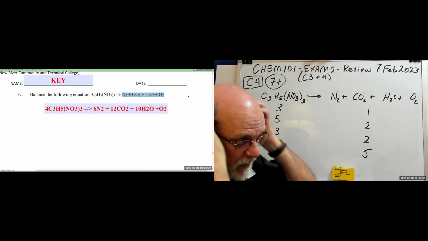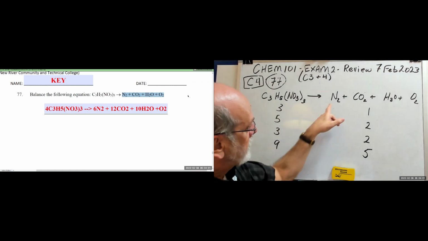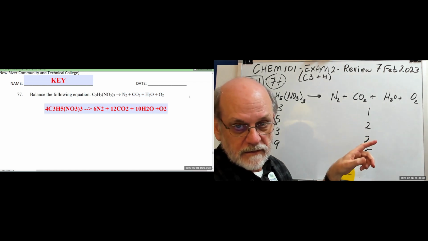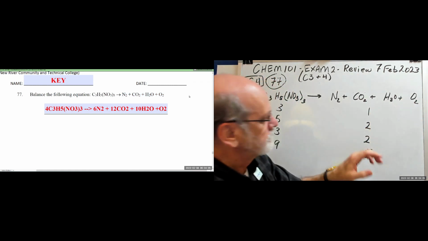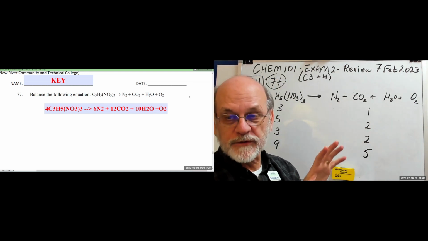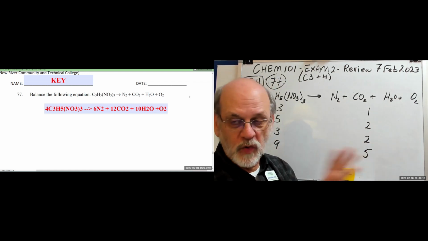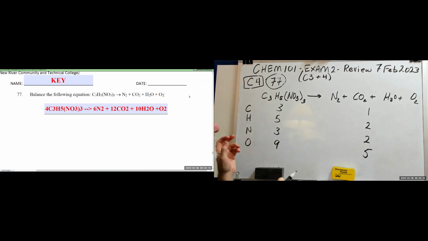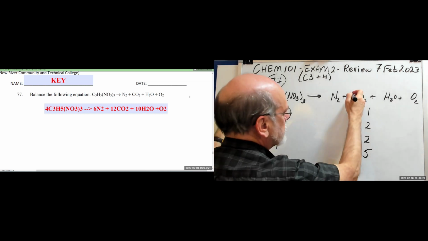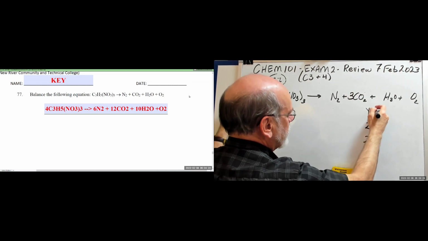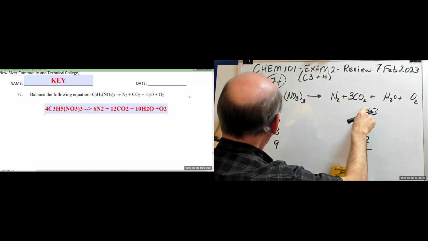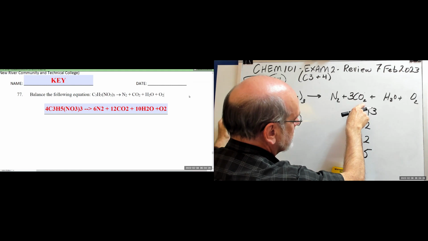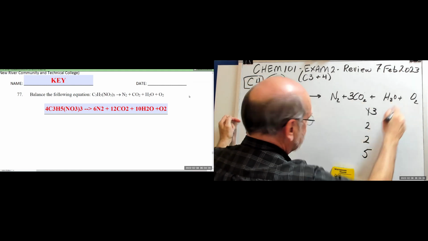Okay. First off, notice that we've got an element here and an element there. So we'll hold those both till last and decide which one to go to first later on. For the moment, we've got 3 carbons here. So let's put 3 there. That makes 3 here. And that changes the oxygens to, let's see, 6, 7, 8, 9.